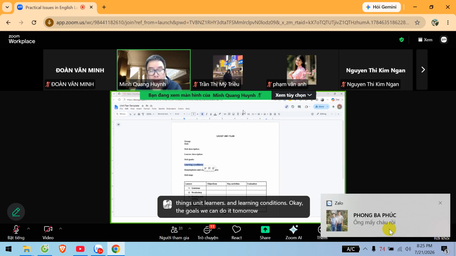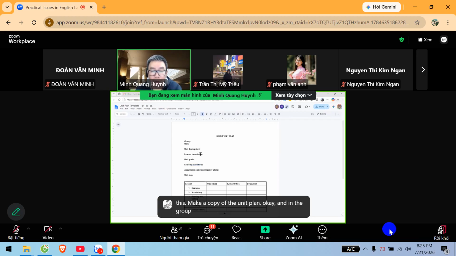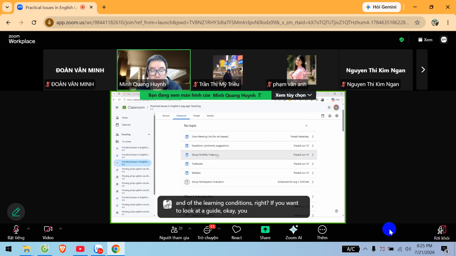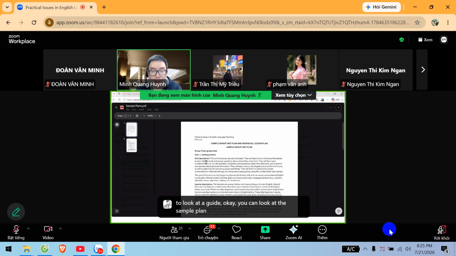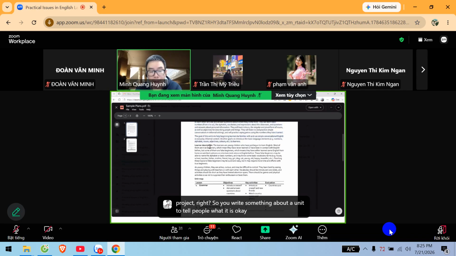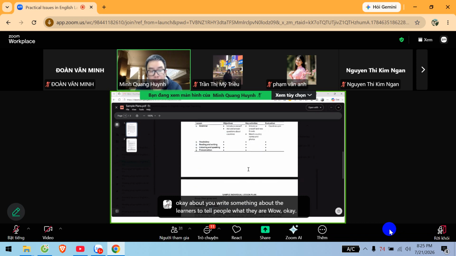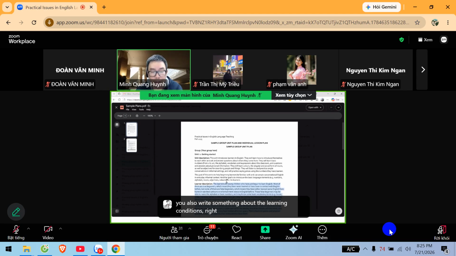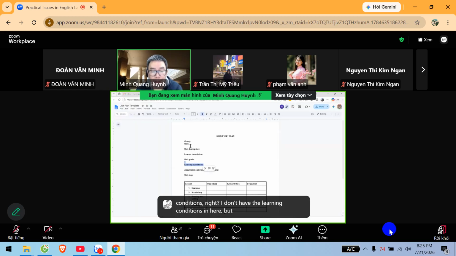So work on this. Make a copy of the unit plan, and then the group will discuss and give a description of the unit, of the learners, and of the learning conditions. If you want to look at a guide, you can look at the sample plan in the group portfolio project. So you write something about the unit to tell people what it is about. You write something about the learners to tell people who they are. And then you also write something about the learning conditions. I don't have the learning conditions in here, but in the template, we have it. So unit, learners, and conditions.